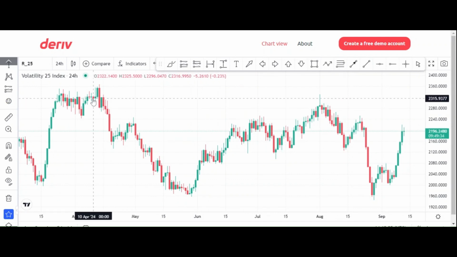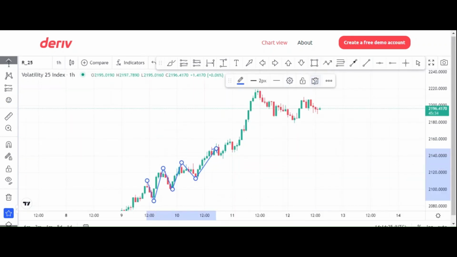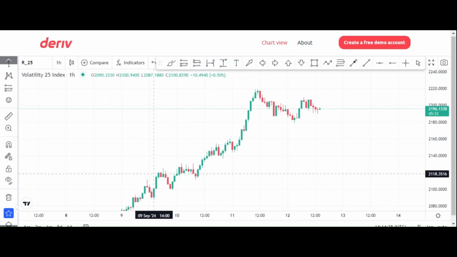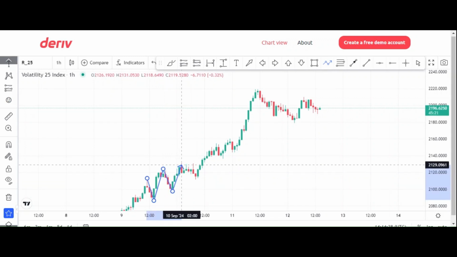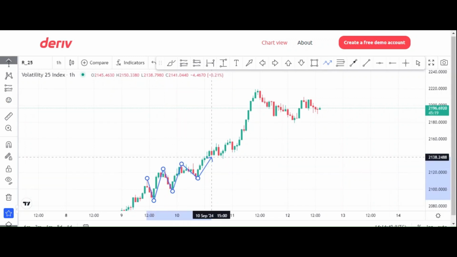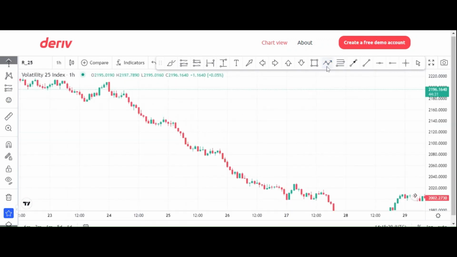Let's get started. First, let's talk about what we mean by a rising market and a falling market. You can see on the screen, a rising market, also known as a bullish market, is when the price of an asset is generally moving upwards. Traders look for higher highs and higher lows to identify a bullish trend. On the other hand, a falling market, also called a bearish market, is when the price is generally moving downwards. You'll notice lower highs and lower lows indicating a bearish trend.